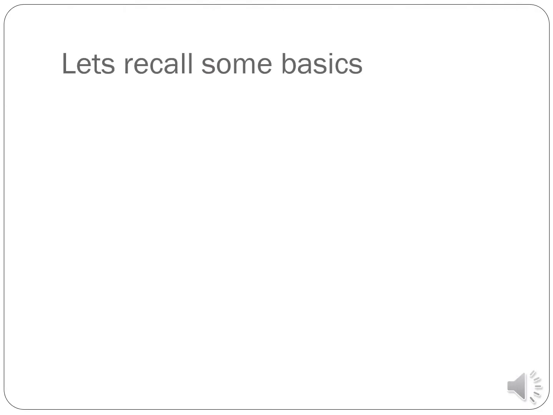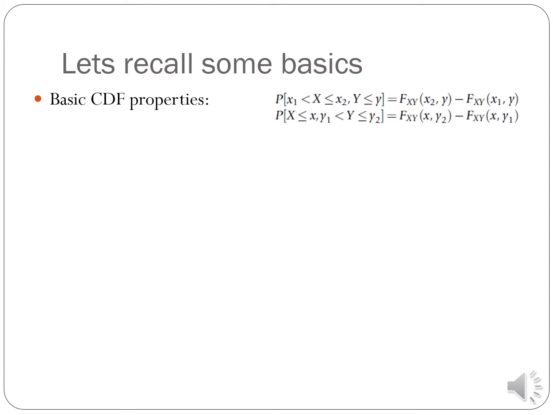Let's recall some basics. We have already covered some of the properties of CDF. So we have seen this. If we want to find the probability within a range for each of x and y, two random variables, we can use this formula.